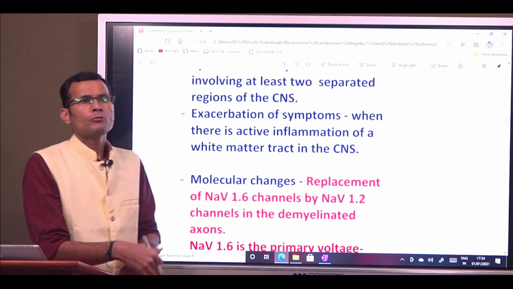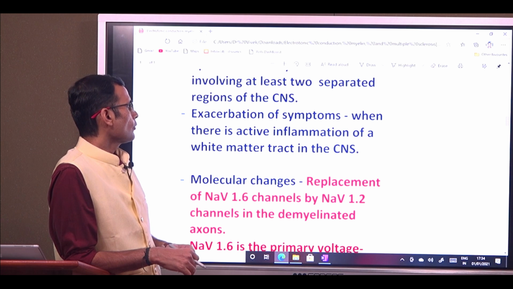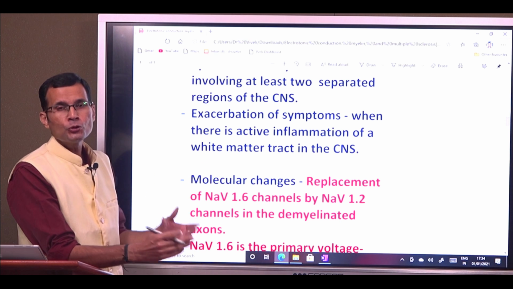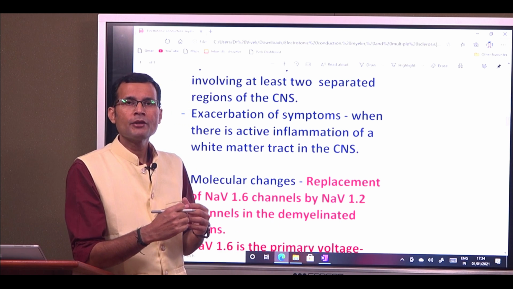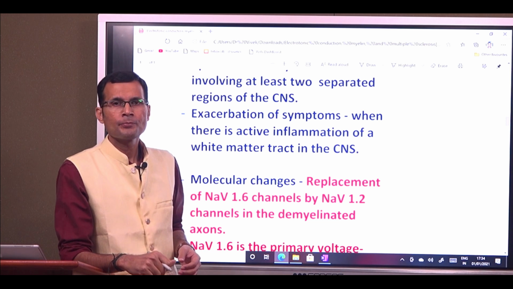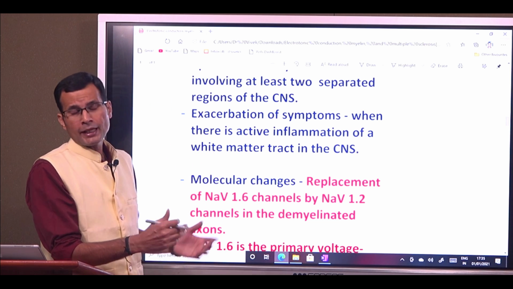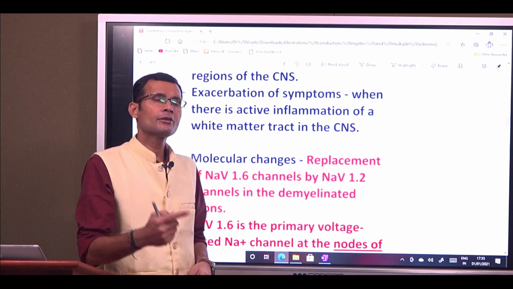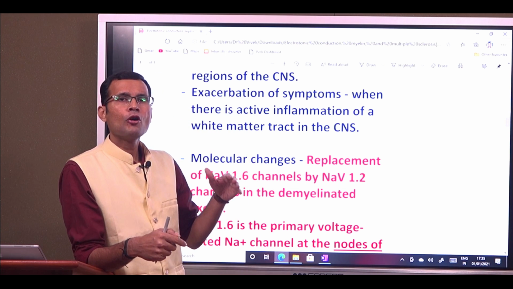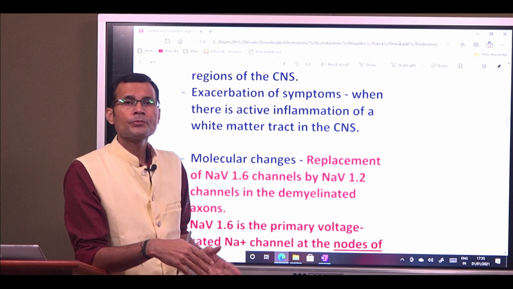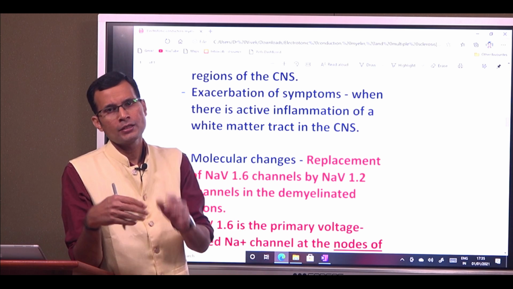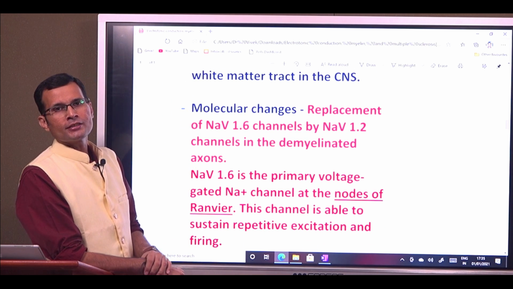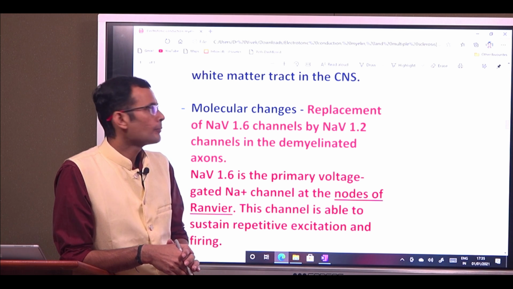One often finds exacerbation of symptoms when there is active inflammation of the white matter tracts in the CNS. Sensations are carried from the periphery when they enter the spinal cord. There are ascending tracts in that white matter, and inflammation of it will result in exacerbation of symptoms. In fact, in this particular disease, you will find a cycle of exacerbation, then remission, and then relapse of symptoms again. Talking about the molecular changes, what happens actually at a molecular level?